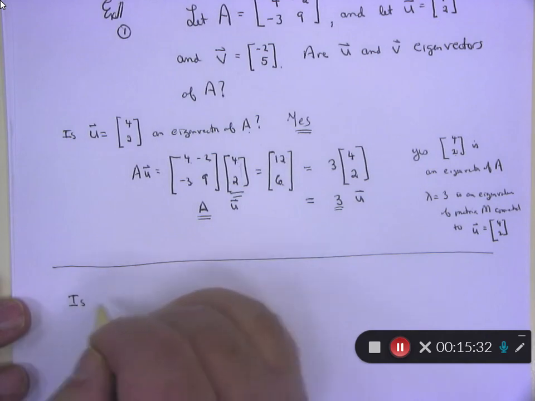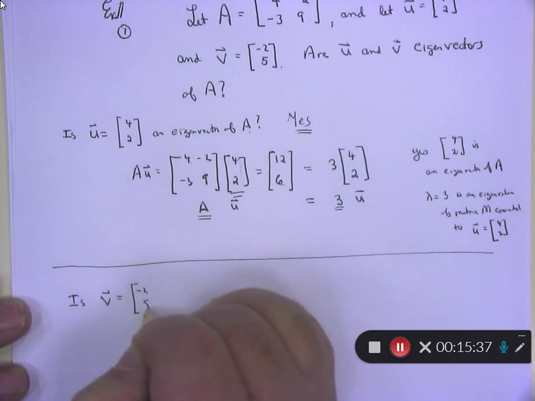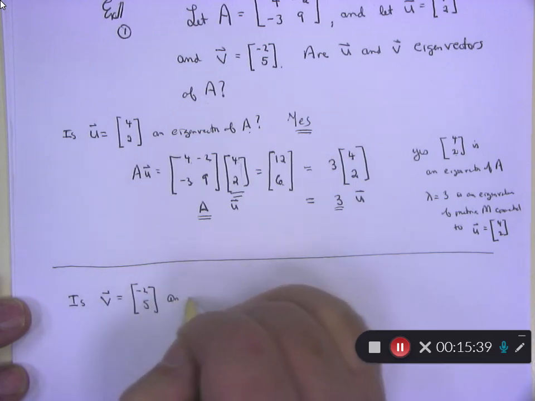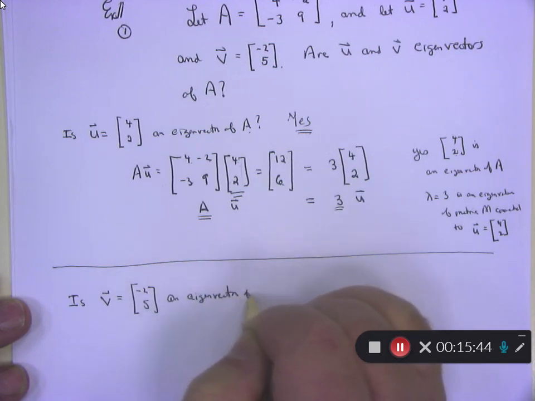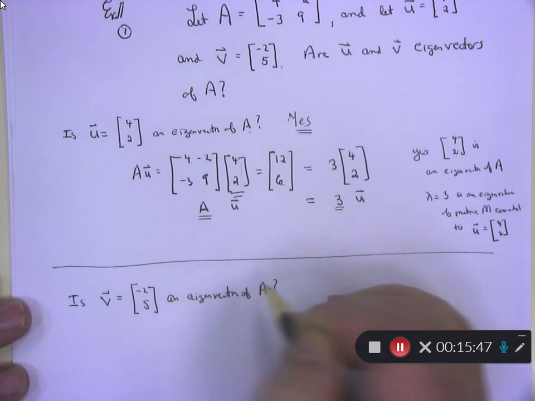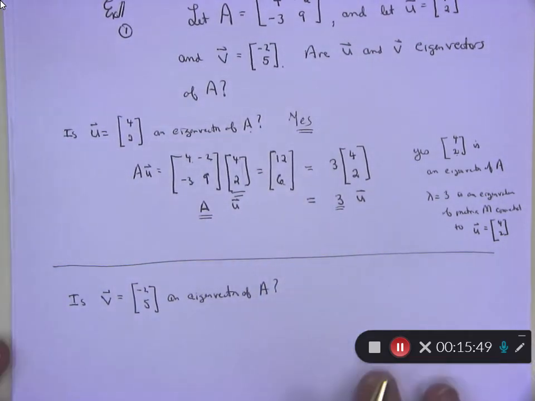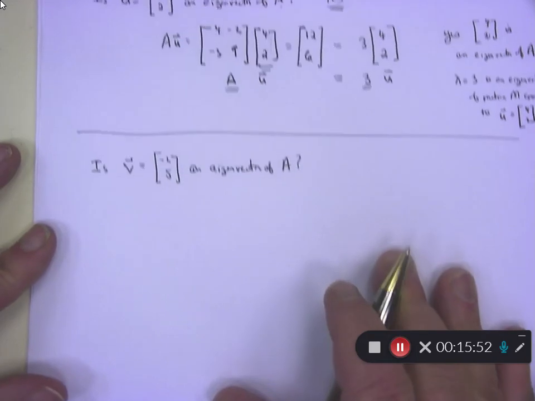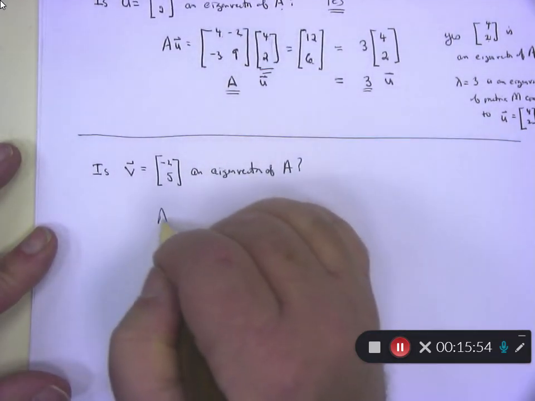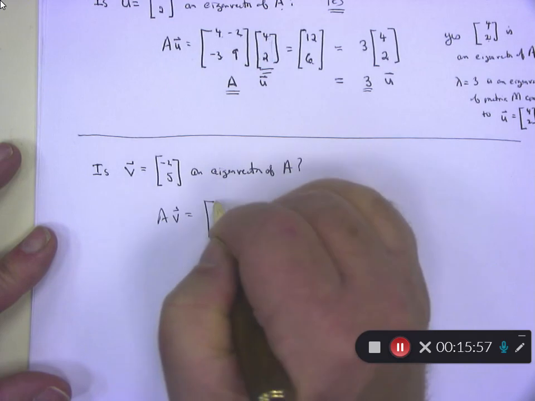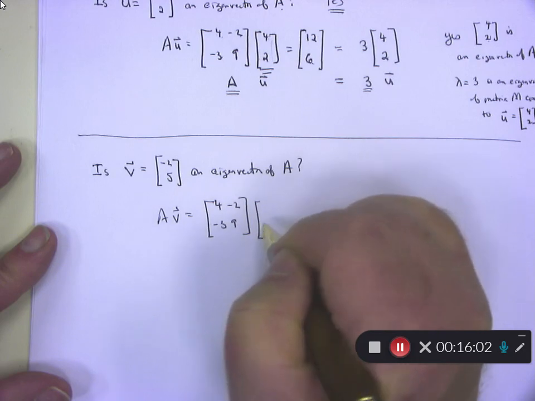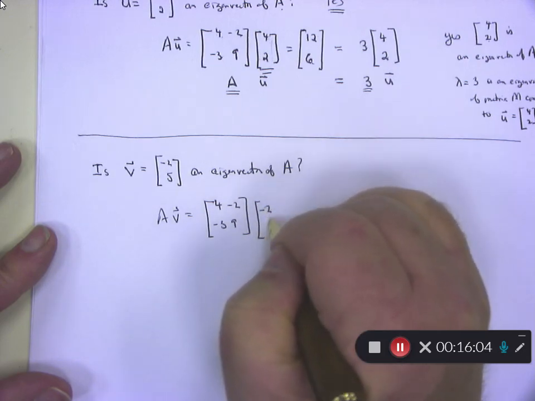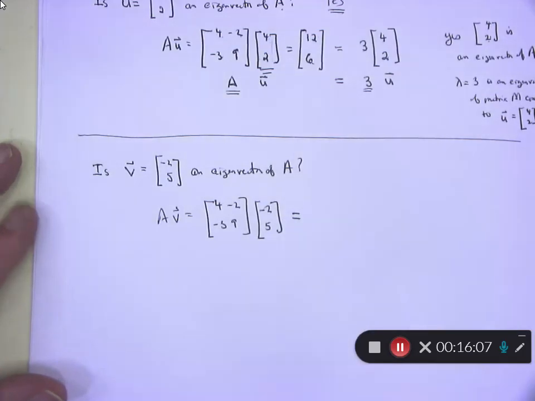However, we got another question down here, and that question is this. Is the vector V, which is equal to the vector (-2, 5), an eigenvector of matrix A? Well, all right, so basically we do the same thing. So we come up here, and I'm going to do A times V now. So matrix A was [4, -2; -3, 9], times vector V, and vector V was (-2, 5). Let's see what we get.